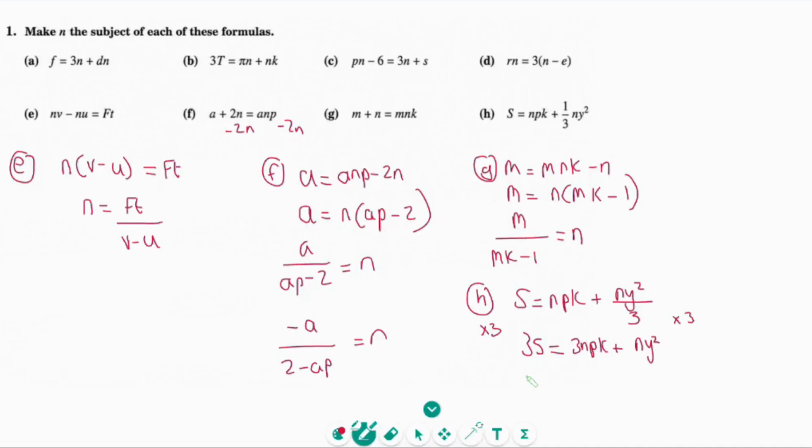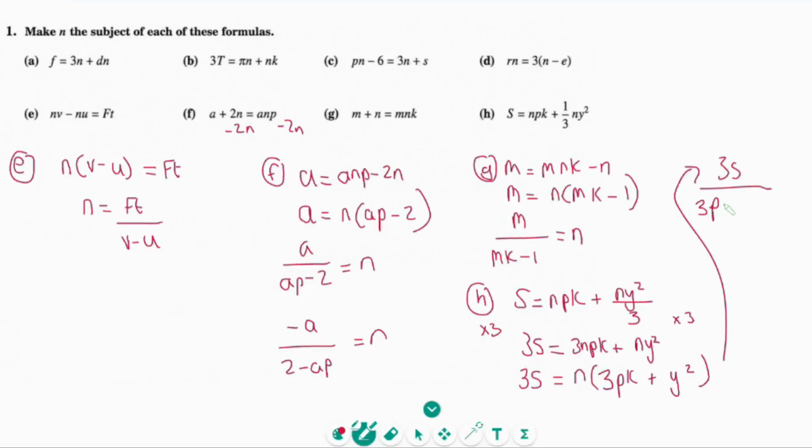Let's factorise now by taking out n. And then let's divide both sides by 3pk plus y squared.